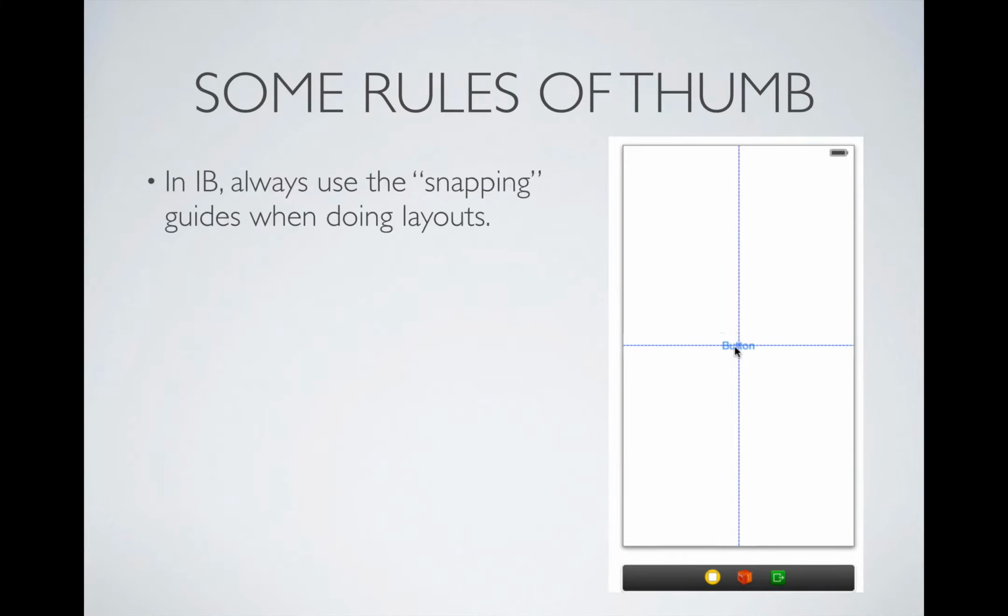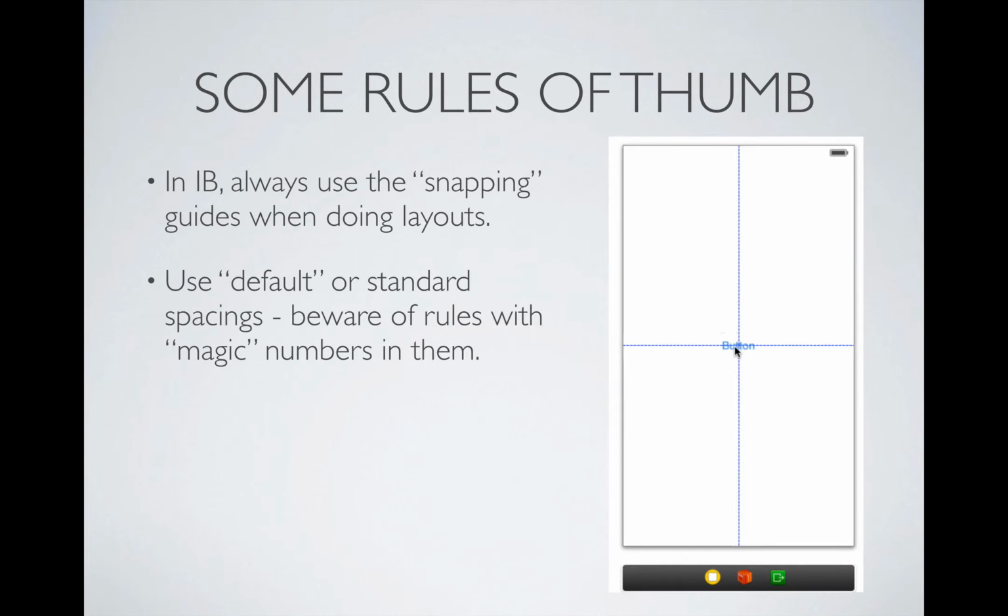In terms of rule of thumb, when you're laying things out in Interface Builder and you're going to add the constraints in Interface Builder, always use these snapping guidelines when doing your layouts. For example, over on the screenshot on the right, you can see that I'm centering a button right in the middle of the view and I see those crosshairs. And so you want to kind of drop it right in the middle, and that signals your intent to Interface Builder that you do mean to center this thing vertically and horizontally.